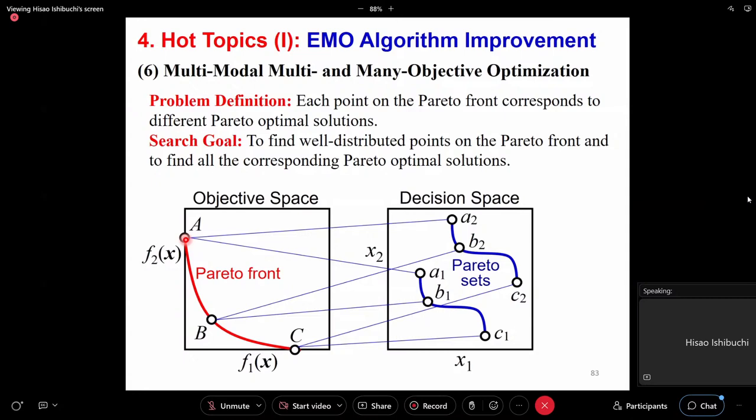For example, in a neural network design, different structures and different architectures can have the same accuracy and also the same number of connection weights. Different combinations show the same number of connection weights and also the same accuracy. In this case, our problem is to find different neural network structures corresponding to the same point on the Pareto front. This is a multimodal optimization.